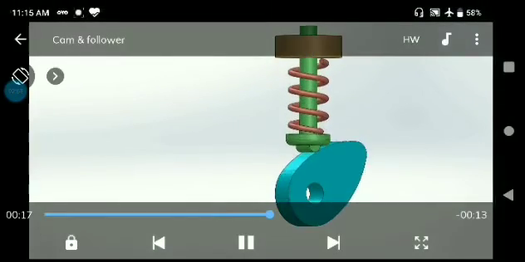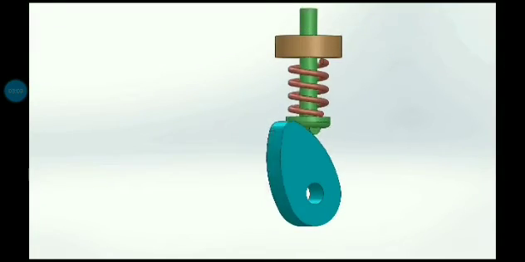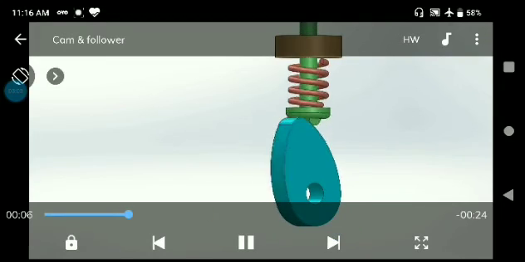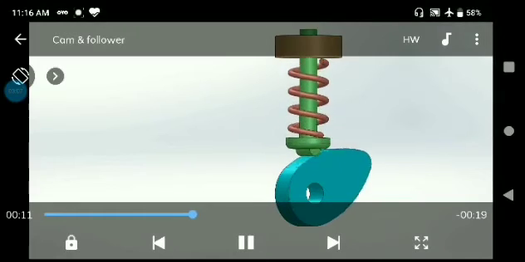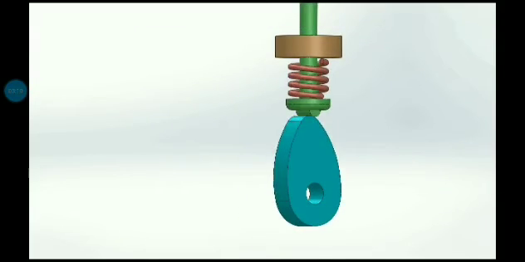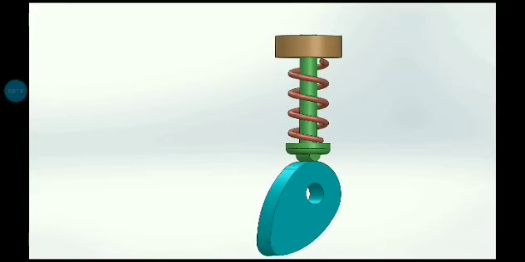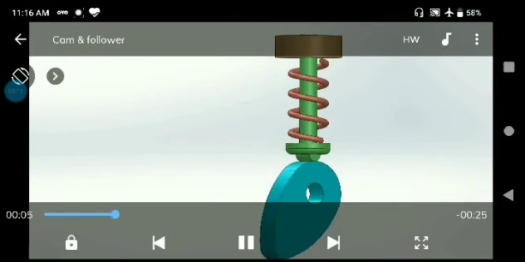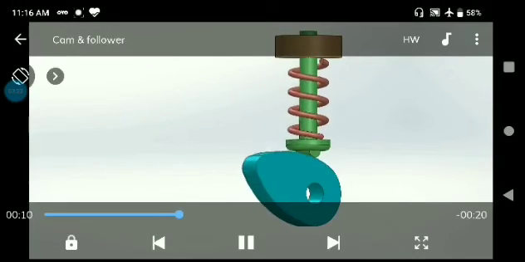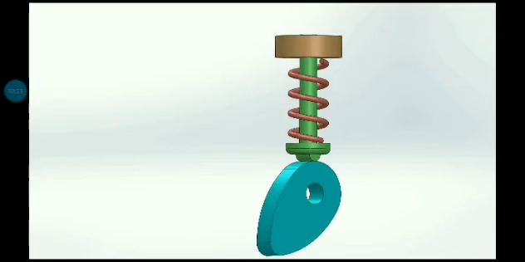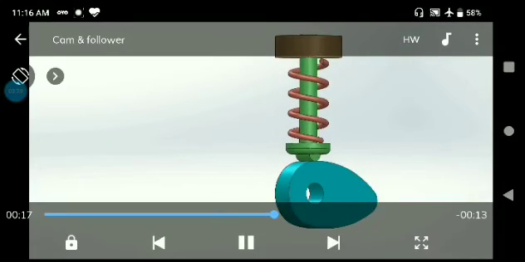Ideally, for any particular cam and follower arrangement, the motion of the follower can be classified into 4 different stages. The first one is the forward stroke. The second stage will be the first dwell period. The third stage will be the return stroke, and the fourth stage will be the second dwell period.